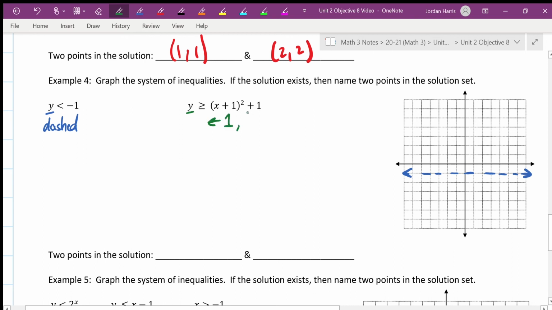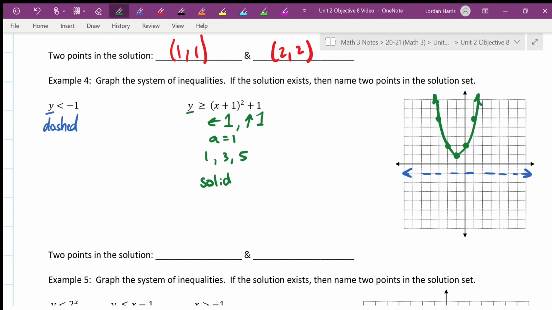1, up 1 shift with an A value of +1, so 1, 3, 5 pattern, and it is solid. So left 1, up 1, positive. When I go over 1, up 1, over 1, up 3, following my pattern, right? Over 1, up 1, over 1, up 3, over 1, up 5. And then the same for the other side, over 1, up 1, over 1, up 3, over 1, up 5. Okay, and that one is solid.